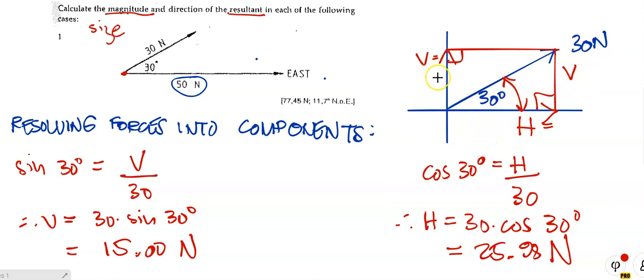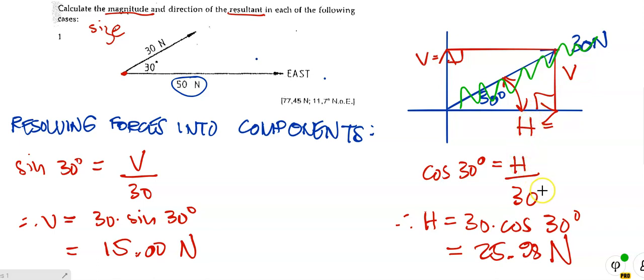Okay, right people, so I've resolved this 30 Newton force acting at that angle into its vertical and horizontal components. Its vertical component is 15 newtons, its horizontal component is 25.98 newtons. So if I took this force away, and I only had that force of 15 acting vertically upwards, and only this force acting eastwards, it would have exactly the same effect as the 30 Newton force acting on its own at that angle. Did you get that? What have I done? I've resolved this force into its horizontal and vertical components.